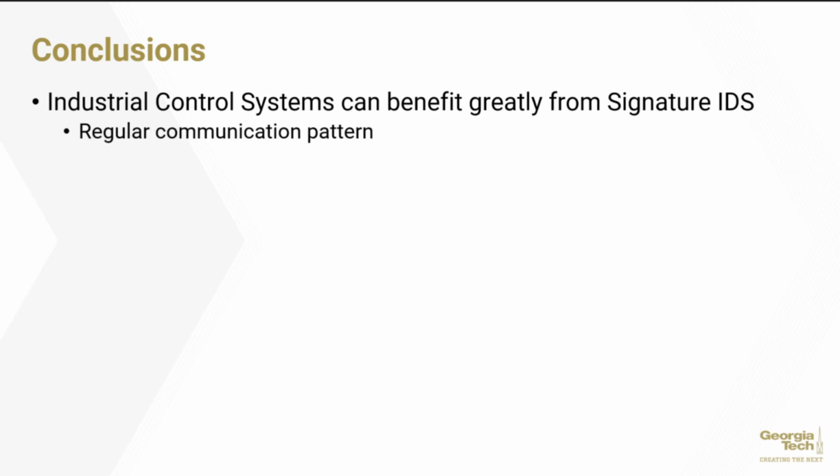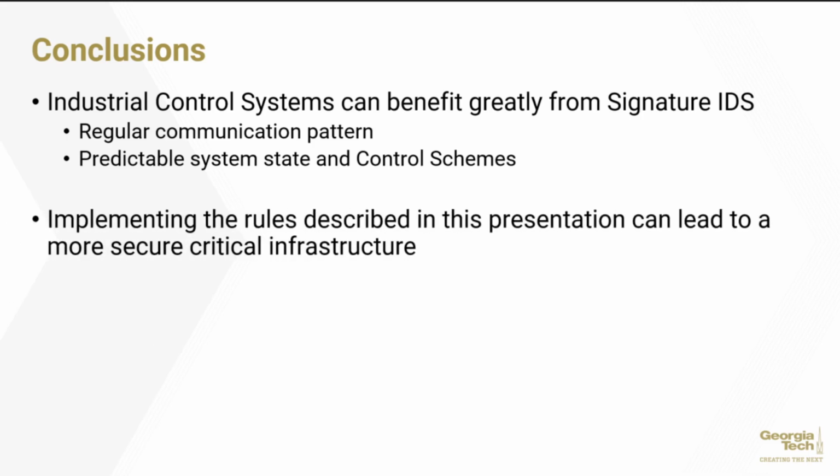This occurs because industrial control systems have a regular communication pattern and a predictable system state and control schemes. This regularity and predictability make them excellent candidates for signature-based intrusion detection systems. So, implementing the rules described in this presentation can lead to a more secure critical infrastructure.